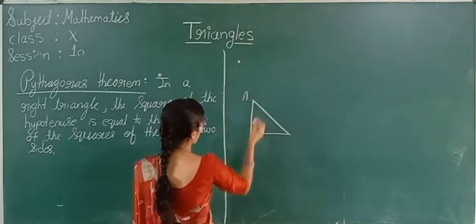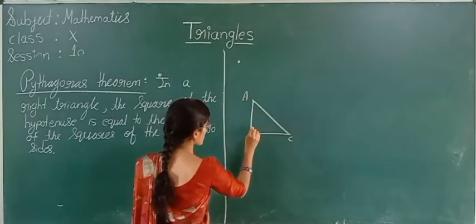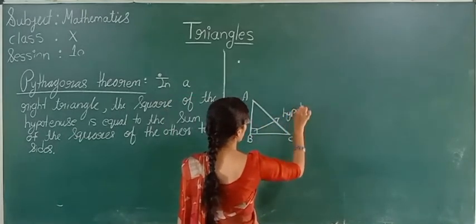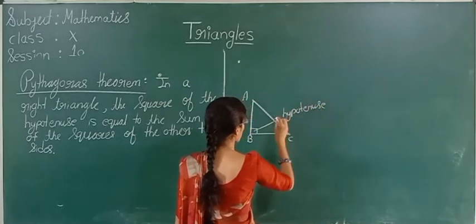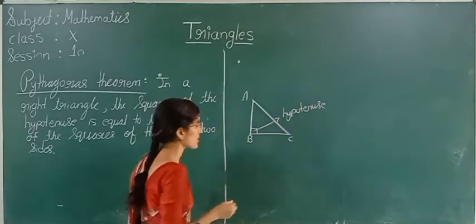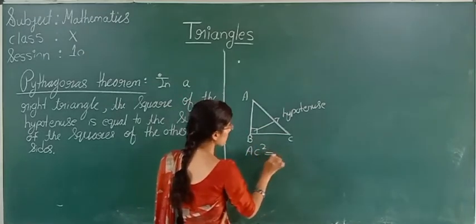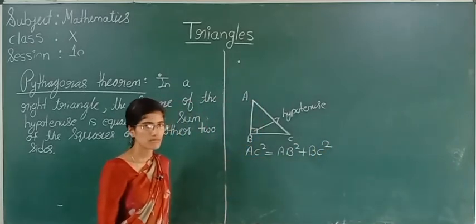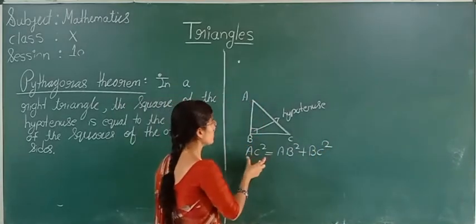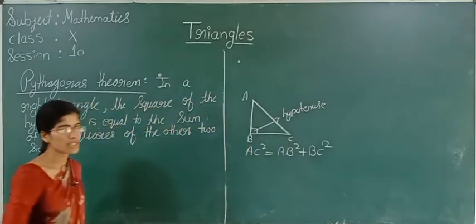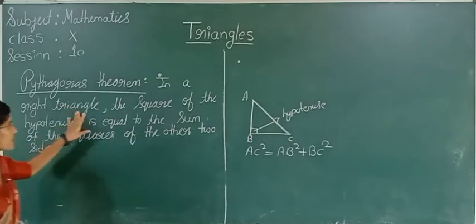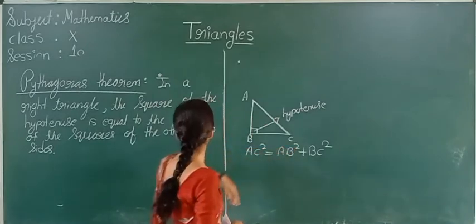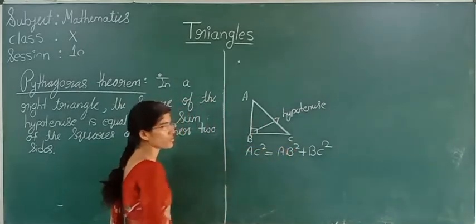See here, if ABC is a triangle in which angle B is equal to 90 degrees, this is called the hypotenuse, right? You know that the side opposite to 90 degrees is nothing but the hypotenuse. Then what is the Pythagoras theorem here? AC square is equal to AB square plus BC square. Now this result we are going to prove here. What it tells is, in a right triangle, the square of the hypotenuse is equal to the sum of the squares of the other two sides.